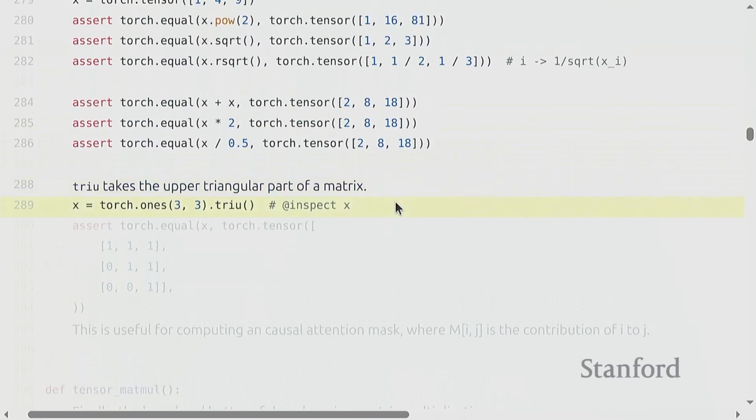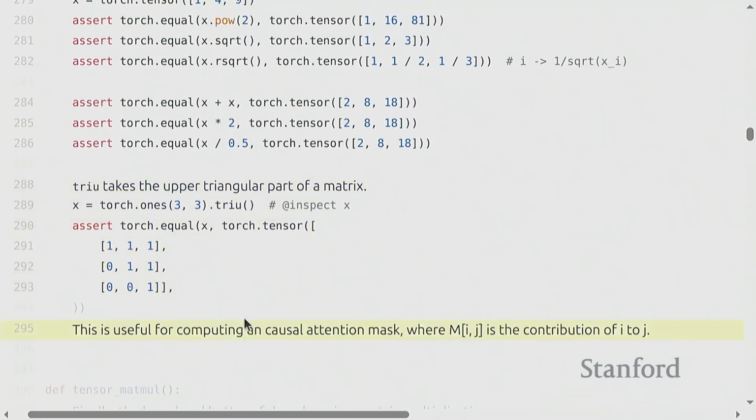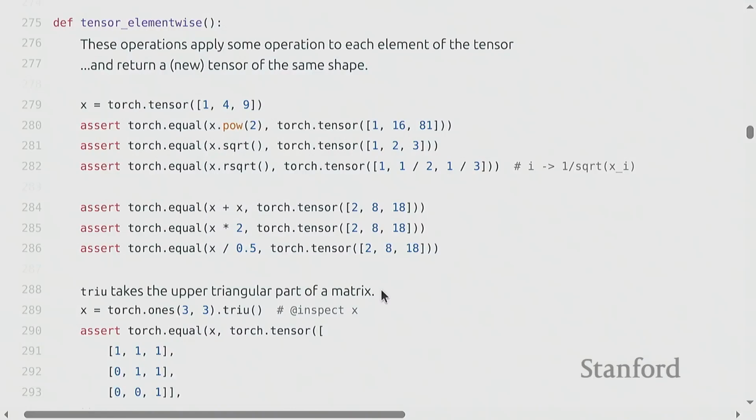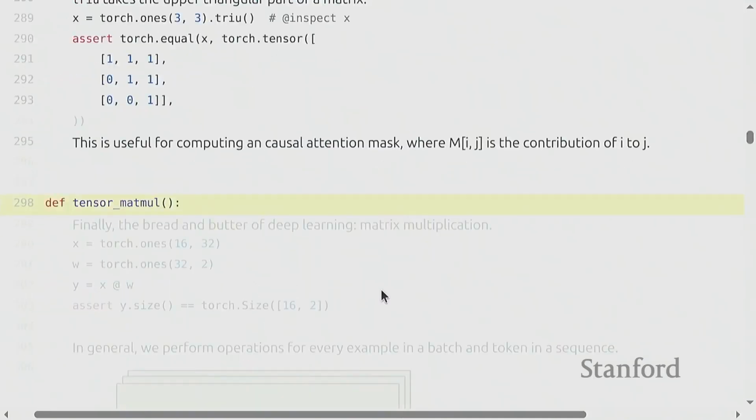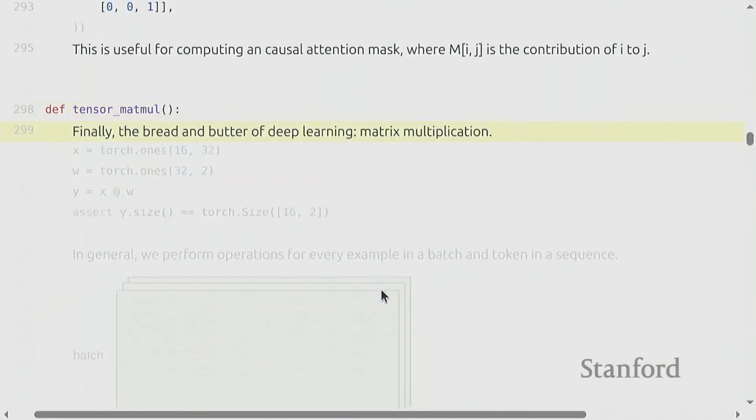There's tril, a triangular operation, which is also element-wise and comes in handy when you want to create a causal attention mask, which you'll need for your assignment. But nothing is that interesting here. Okay, so let's talk about matmuls. The bread and butter of deep learning is matrix multiplications. And I'm sure all of you have done a matrix multiplication, but just in case, this is what it looks like. You take a 16 by 32 times a 32 by 2 matrix, you get a 16 by 2 matrix.